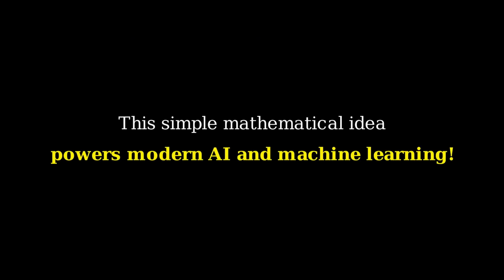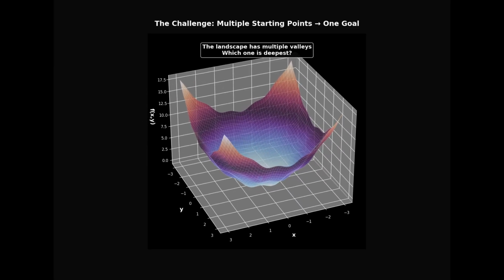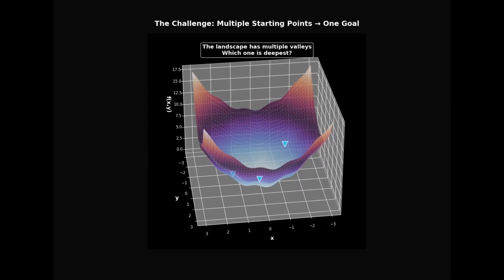This simple mathematical idea, following the negative gradient downhill, powers modern AI and machine learning. From training neural networks to optimizing complex systems, gradient descent is everywhere. Let us see a simulation to understand the process in a better manner. First, let's meet our function.